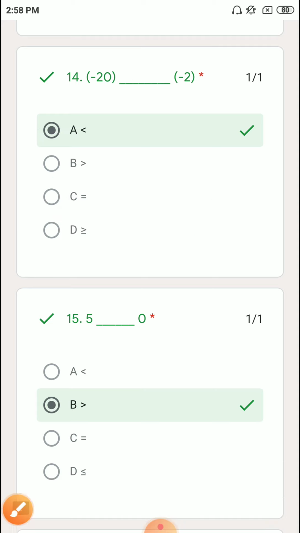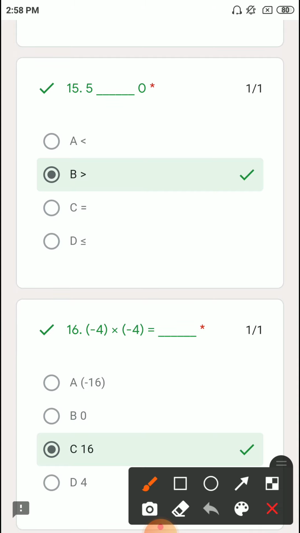After that, question 15, 5 and here 0. So we know that 5 is greater than 0, right? All the positive numbers are greater than 0, so 5 is greater than 0. So here our option B is correct, greater than.